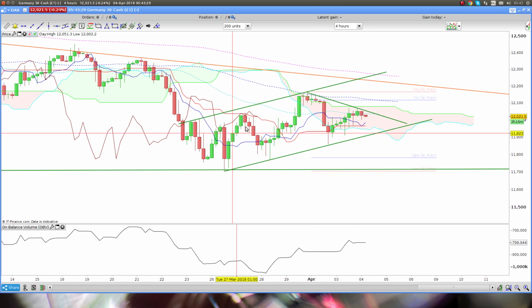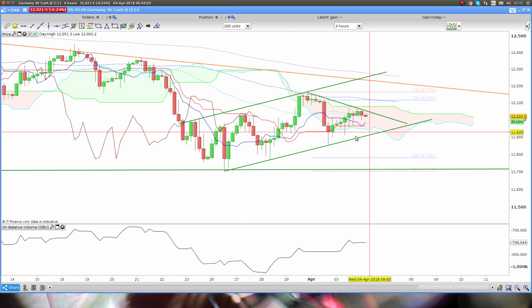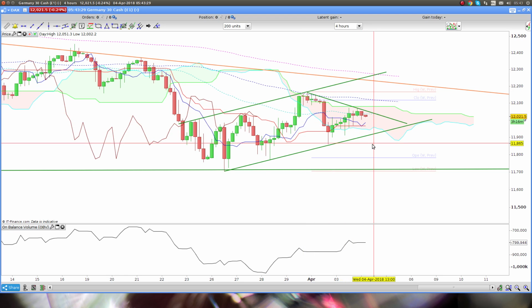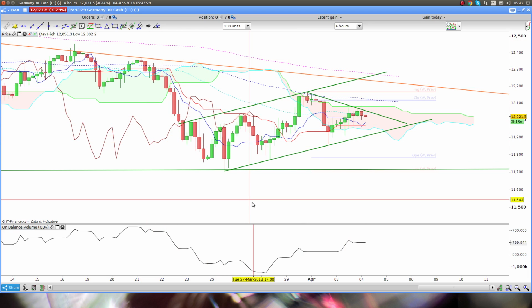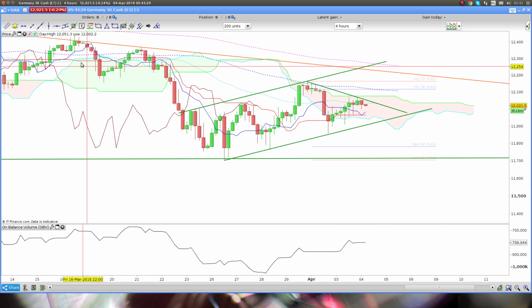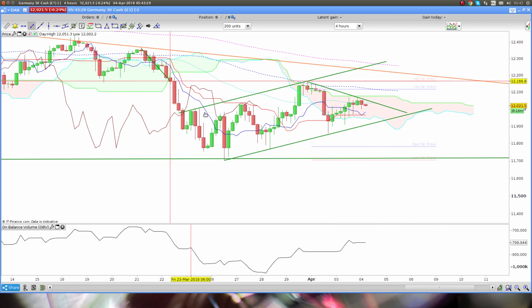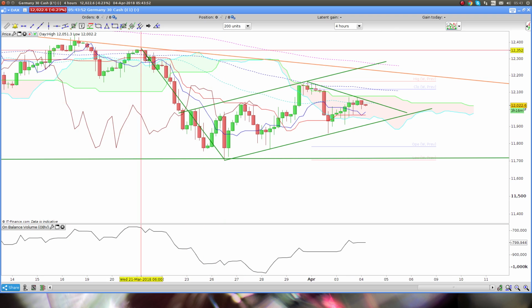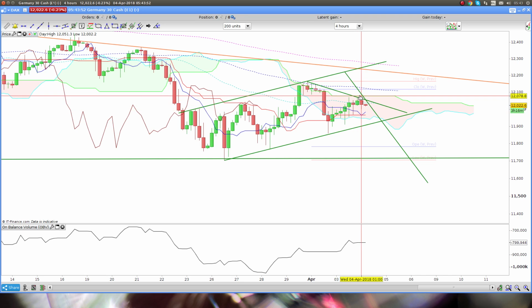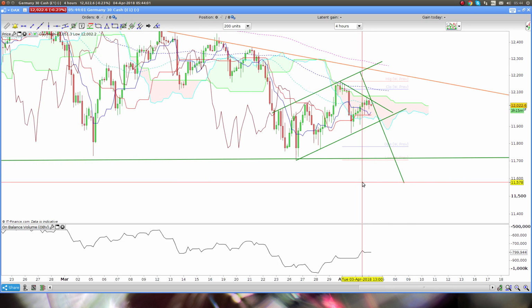So the question is, are we going to form a head and shoulders here? Here's the shoulder, here's the head, and then a shoulder coming down here, which would break this trend line and validate this as a flag with a continuation move to the downside. And if that continuation plays out, we're looking at a move to, let's just say, the 11,600 area.